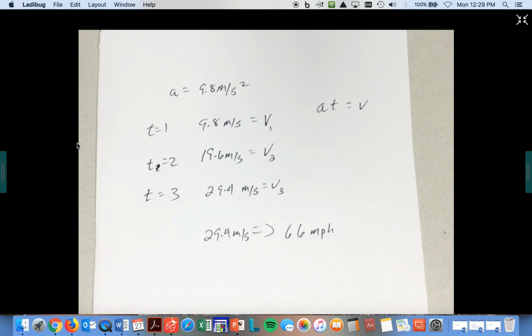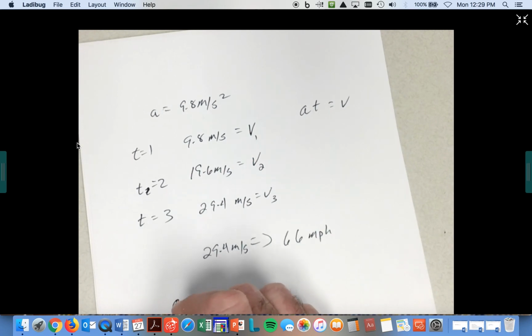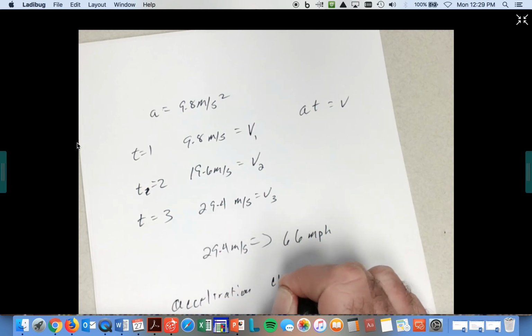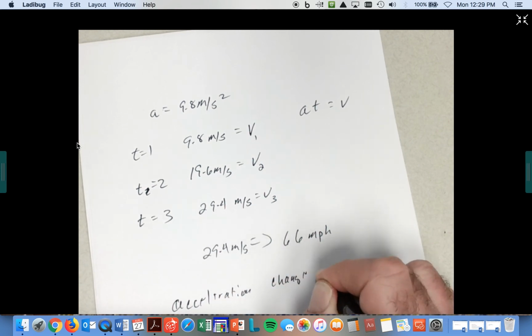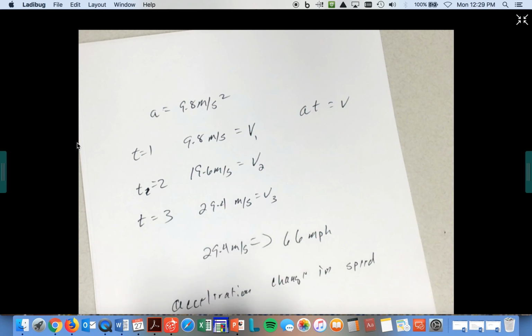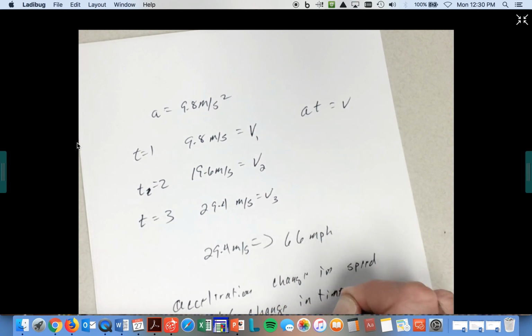Acceleration is the change in speed or velocity. We'll say speed for our class. Speed divided by the change in time. That's what acceleration is.